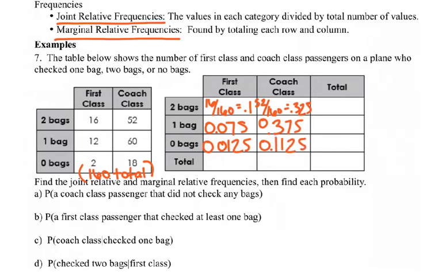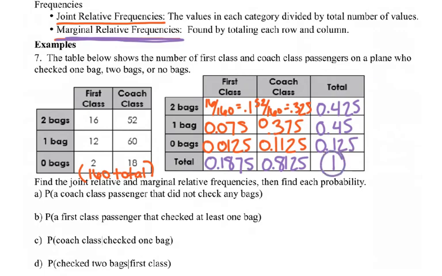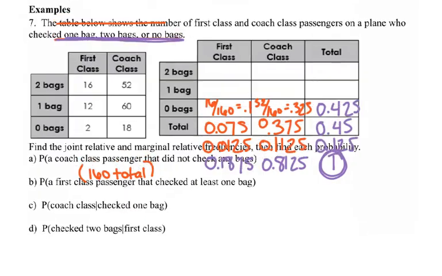Alright, so those are my joint relative frequencies, and now I'm going to do my marginal ones. So this is going to be the ones in purple. I'm just going to total up the rows and then the columns. And I'm just getting these by adding down, adding across. And anytime I do one of these tables, my very last number should always be right here at 1. If you didn't get 1, you've done something wrong.